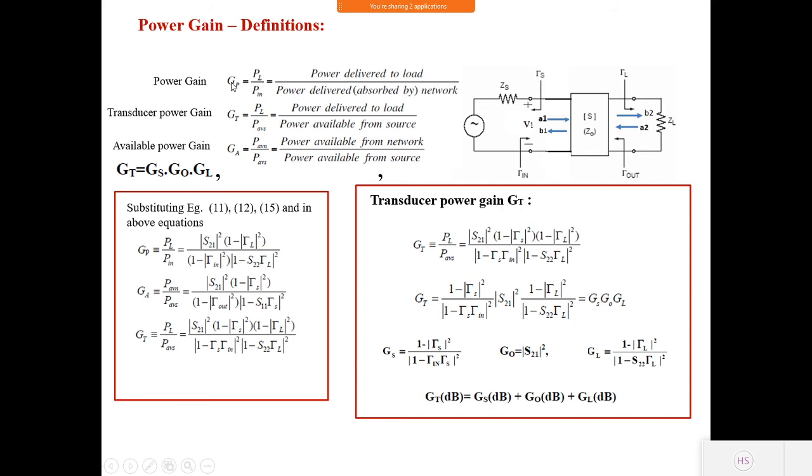Gain means output power divided by input power. It may be a gain, or it may be a loss. The output power may be greater than the input power, or it may be less than the input power. If you take a ratio of those two, we will come to know what the gain is. There are three types of power gain definitions. You see here, these are the power gain definitions.